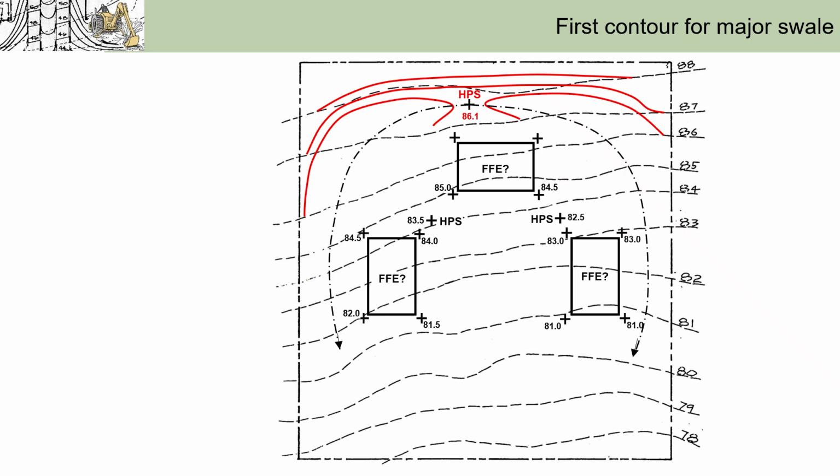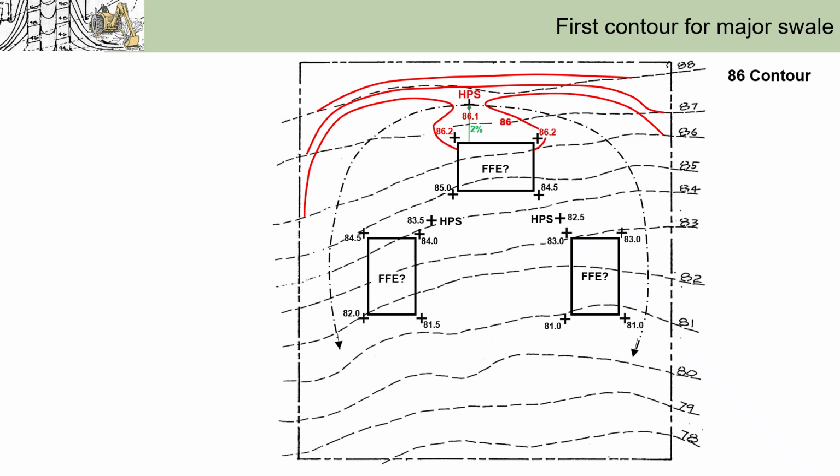So next, we move forward to setting those two spots. They can be determined by calculating a 2% slope over this distance. So let's say they're roughly 86.2. Now we can complete the remaining portion of the 86 contour.